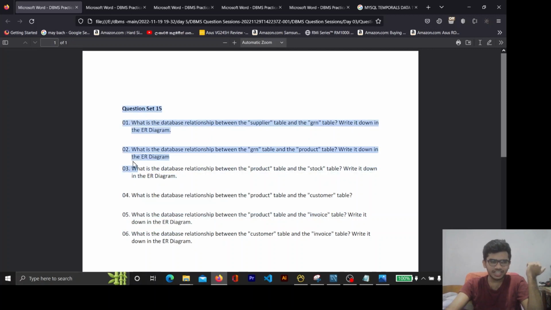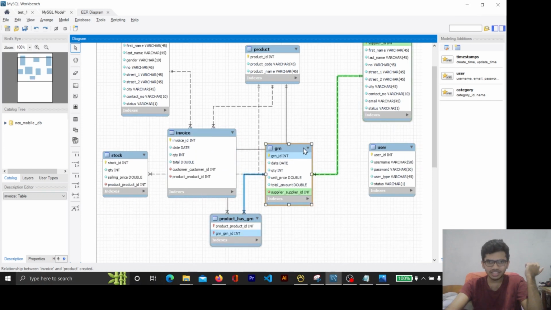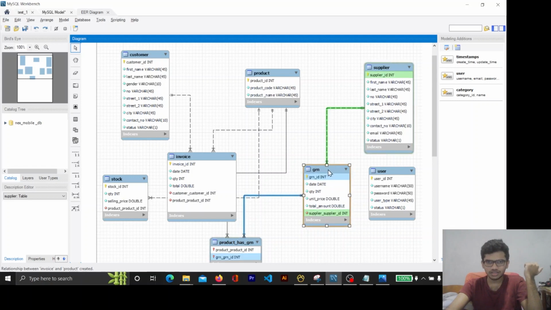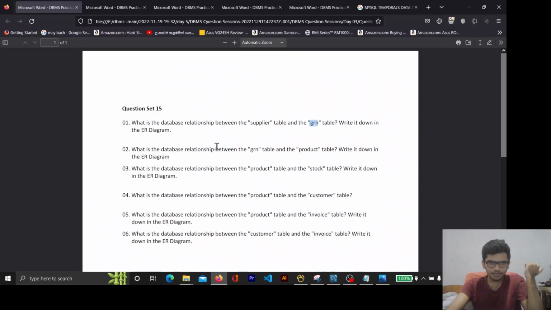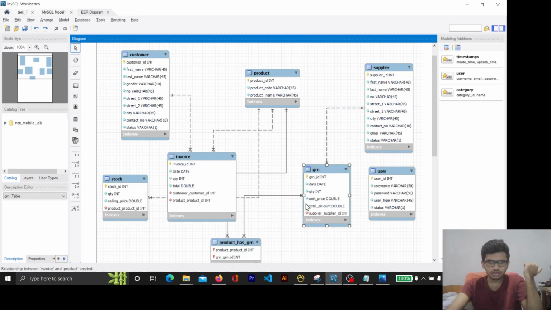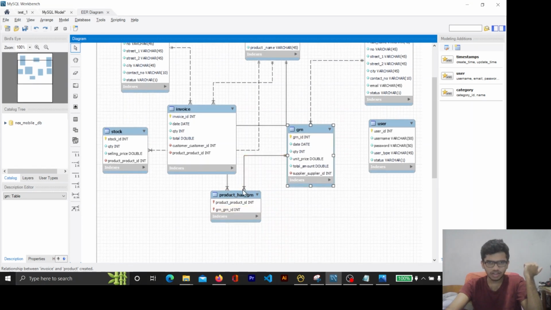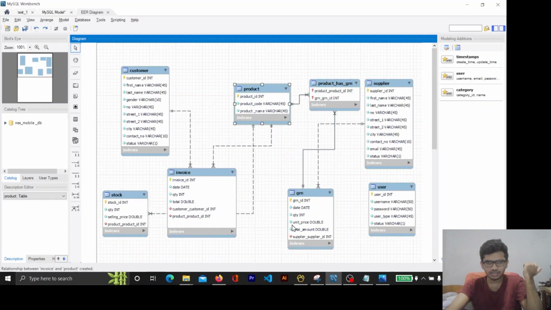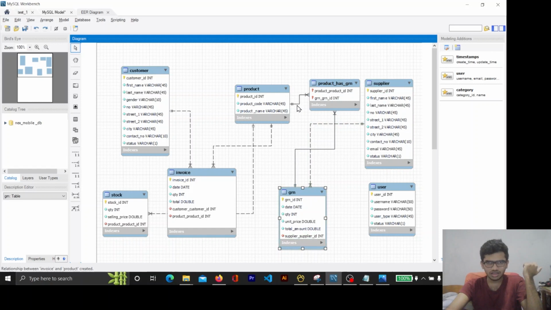So let's quickly recap what we did in the video. First, we created the one-to-many relationship between supply and GRN. This here is GRN. And in the second question, we derived a relationship between GRN and the product table. So it is a one-to-many relationship. Here's the product table and here's the GRN table. I hope you can see this.